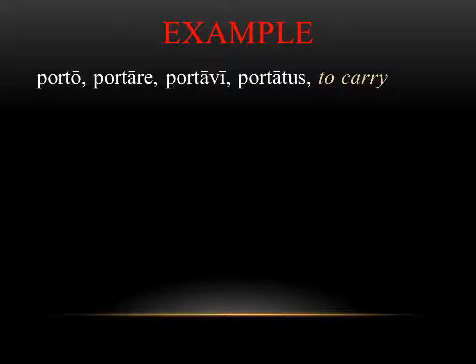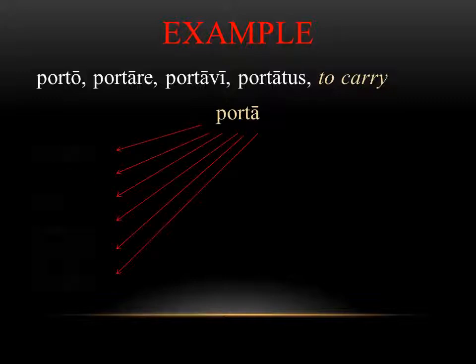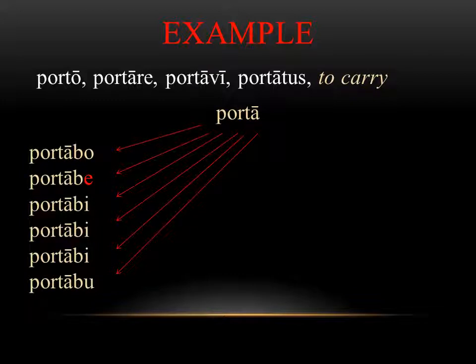So let's take a look at an example using portare again. The first thing I want to do is go to the infinitive, portare, and drop the re. Now I have porta, which is my present stem. And to this, we're going to add on the infix, bo, bi, bu. And again, you want to pay attention. The second person singular I've highlighted in red here is the be, not a bi. But now I have my verb set up to just add my passive voice endings and have the future tense.